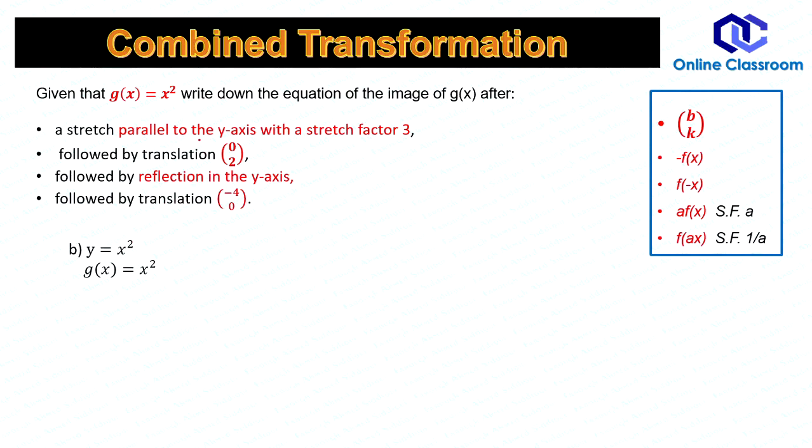Now here we have stretch parallel to y-axis, by scale factor 3, multiply by 3. Then you have translation vertically, add 2. Then you have reflecting in the y-axis. Whenever you're reflecting in the y-axis, change the sign of the x domain, but because of the square it makes no difference. And finally, horizontal translation, negative here. So when you show the effect in the function, you need to add 4 in the domain.